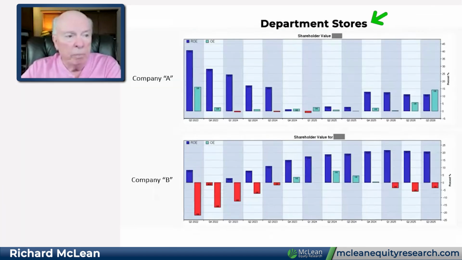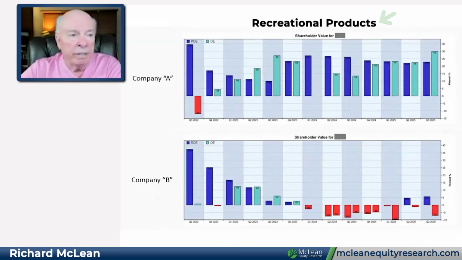And here again on department stores, company A is right now more profitable than what the street thinks. Now, company B, here's something interesting. Company B is showing big earnings, big return on equity, and big net income, but owner's earnings is negative. And the street is very bearish on it, even though they're showing all these great net income kind of figures.